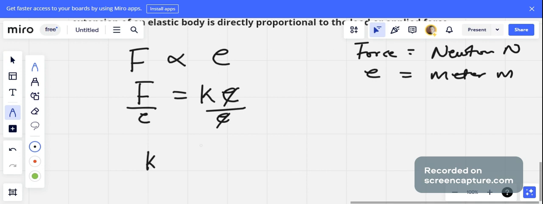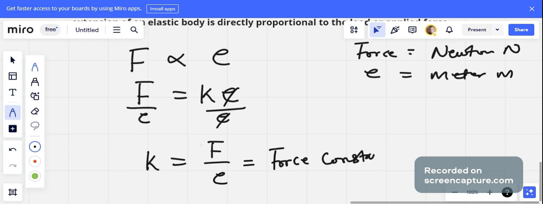So we will now have k standing alone, equal to force over extension, which you can call the force constant. And the unit? The unit of force here is Newton, and the unit of extension here is meter. So the unit of force constant will be Newton per meter. So the unit for force constant K is Newton per meter.